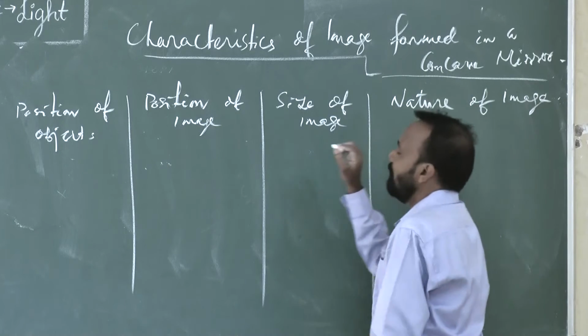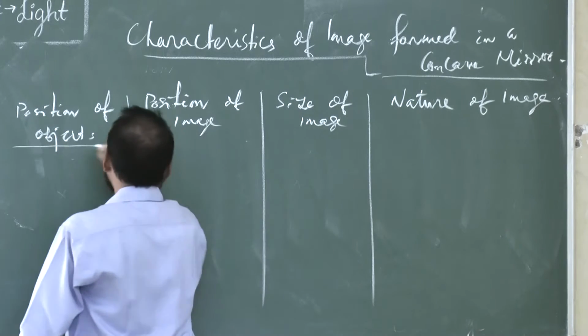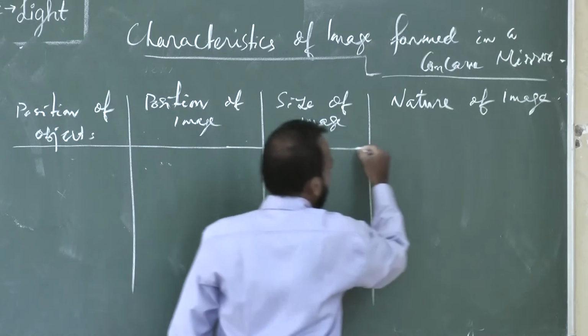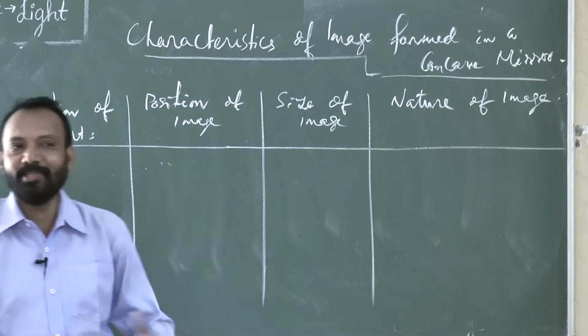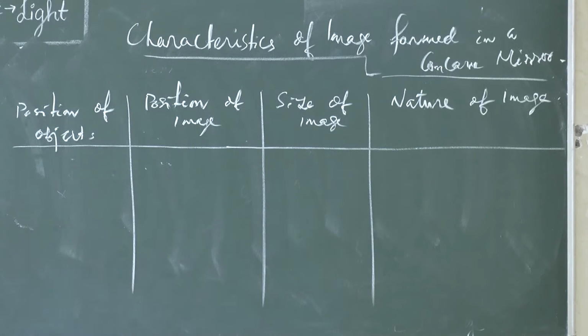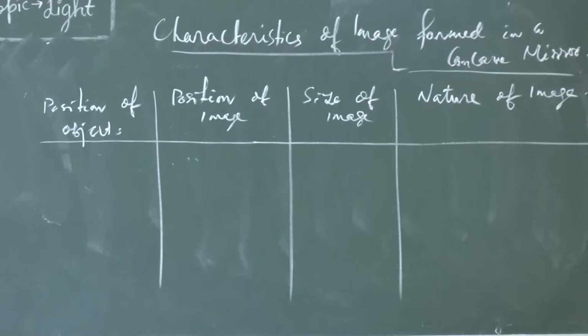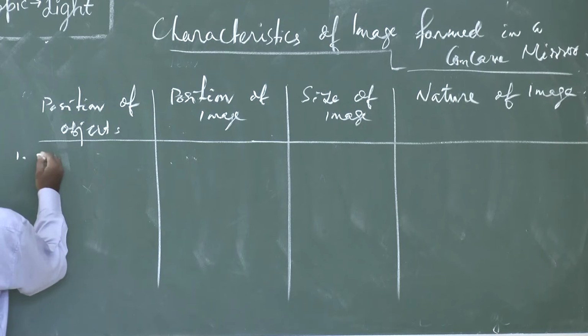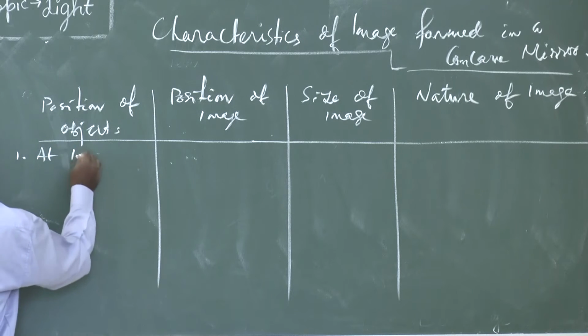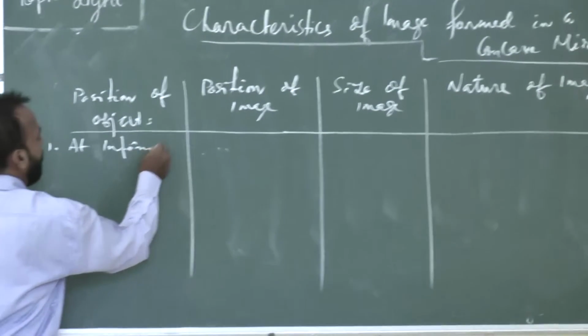Perhaps some doubt will come to your mind. Sir, we have drawn the diagram, 6 diagrams, and written them on paper. Still, why is it necessary to draw all these things? Because this is important for your quick revision. We must know it. In a nutshell, you should remember. So 1, 2, 3, 4, 5, 6. For the first, I'll give object at infinity.